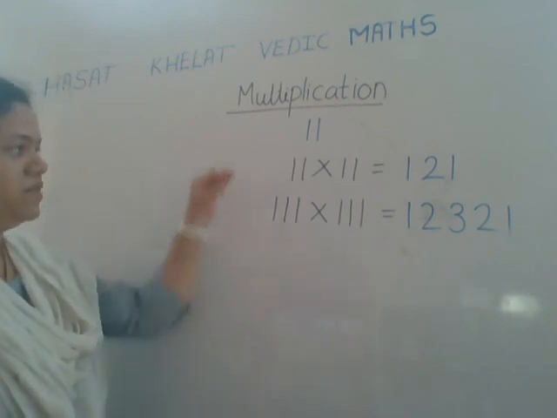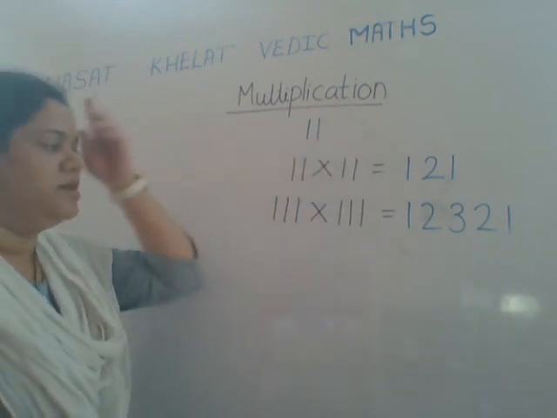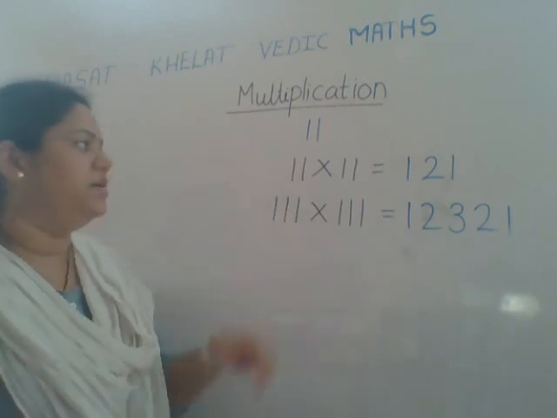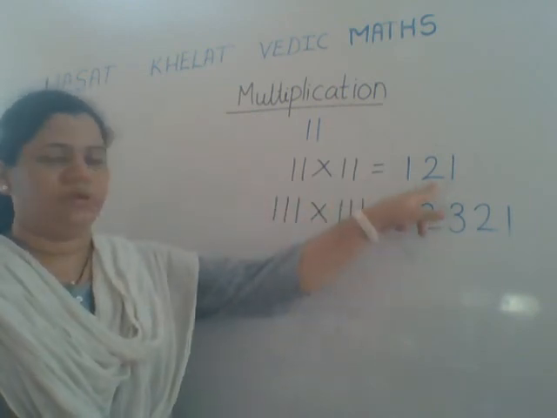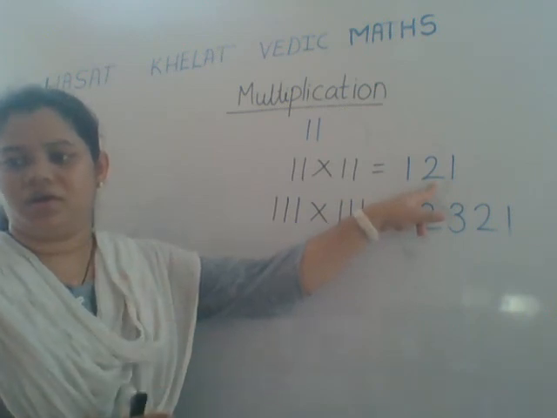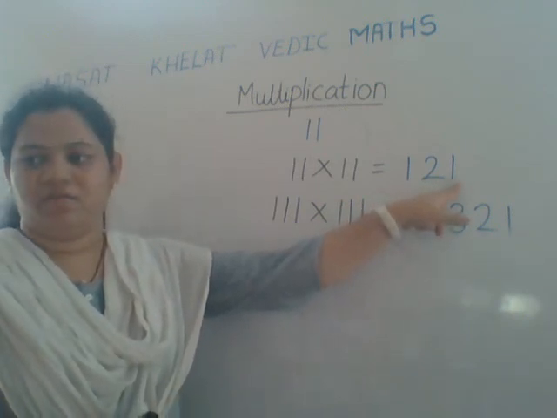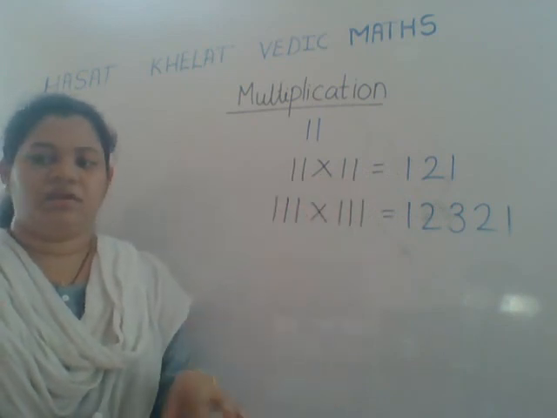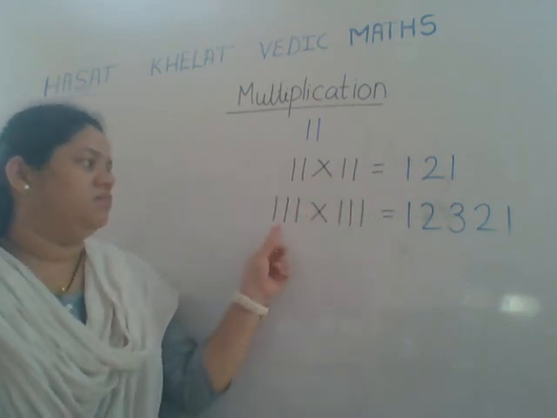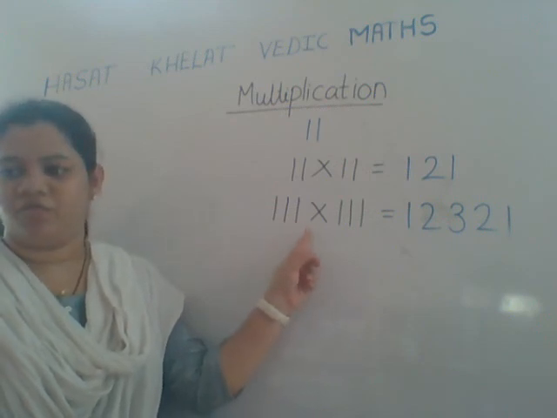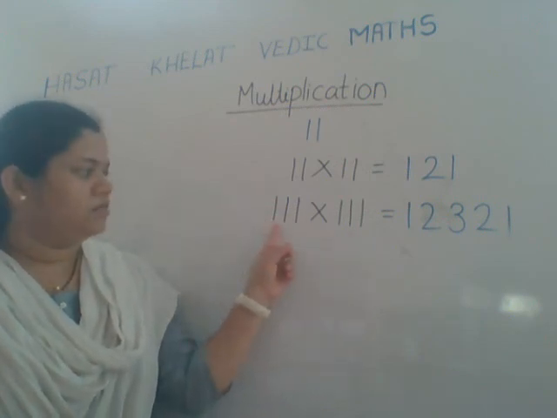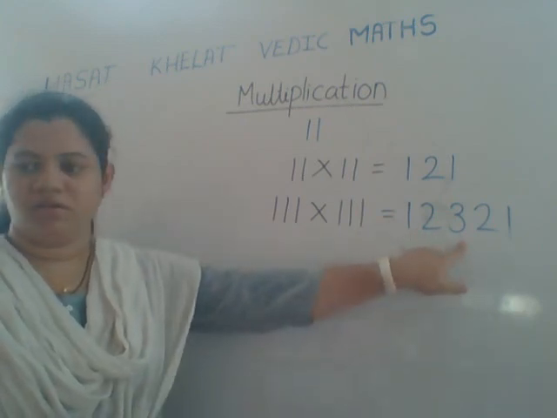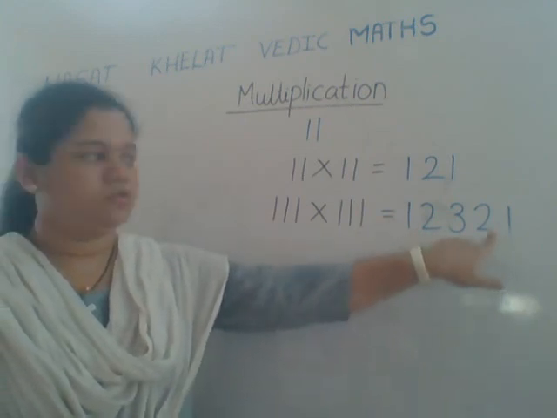Now see here, 11 multiplied by 11. How many times is the number 1 there? 2 times. So what I did was I wrote 1, 2, and then went in reverse order. I wrote 1 again. That is the answer for 11 multiplied by 11. A similar thing I did with 111 multiplied by 111. Now here 1 is 3 times. What I did? 1, 2, 3. Again went in the reverse order, 2 and 1.